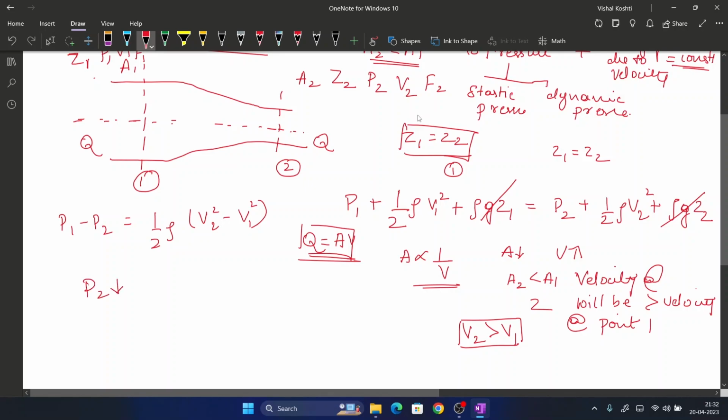Many people say that area should decrease, and when we apply pressure equals force by area, when area decreases, pressure should increase. That is not how it works here. Here, the sum of pressure is constant. Since we are taking the static pressure to be zero, because there is no difference, the dynamic pressure is constant. Whenever there is a static pressure also, the sum of static pressure and dynamic pressure remains constant.